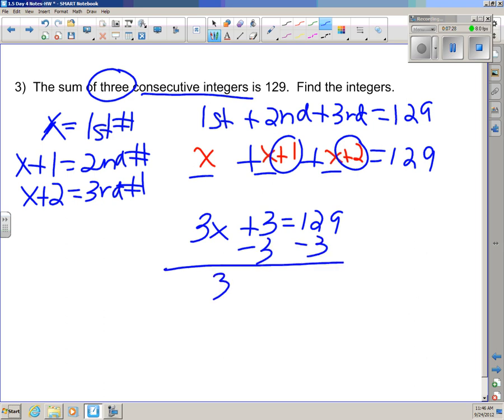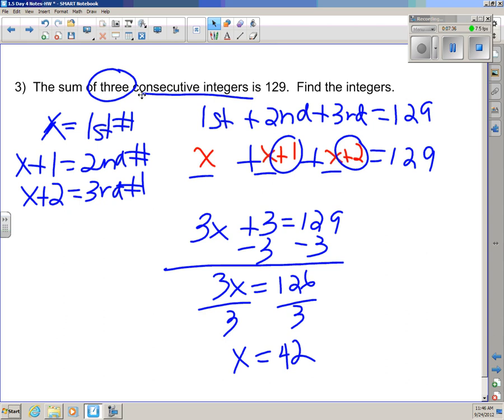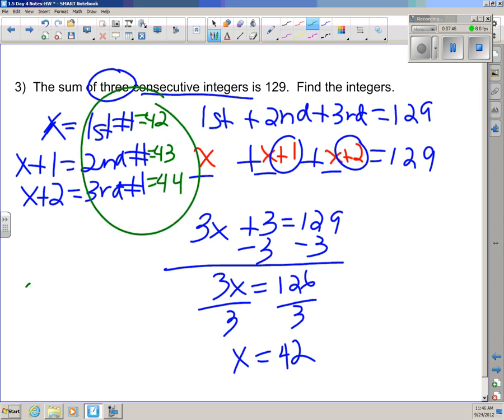3x plus 3 is 129. Subtract 3 on both sides. 3x equals 126. Divide both sides by 3, and x equals 42. Well, it wants you to find all the integers, which means if the first number is 42, the second number is 43, the third number is 44. You can write your answers like this too on the side if you want.